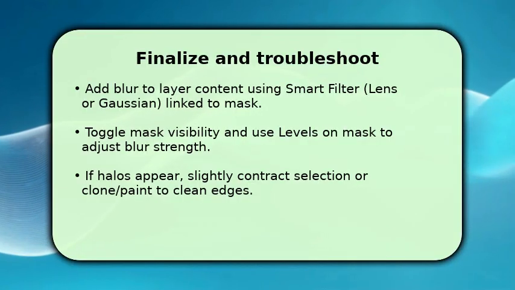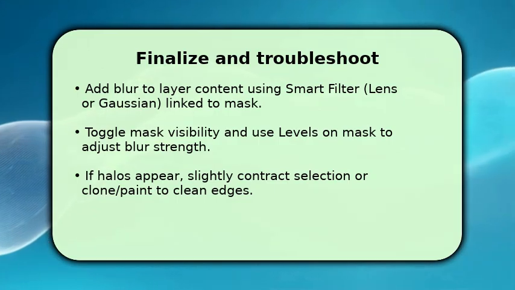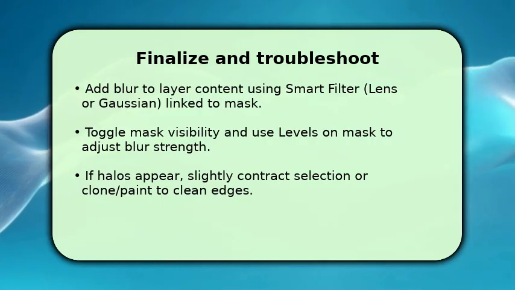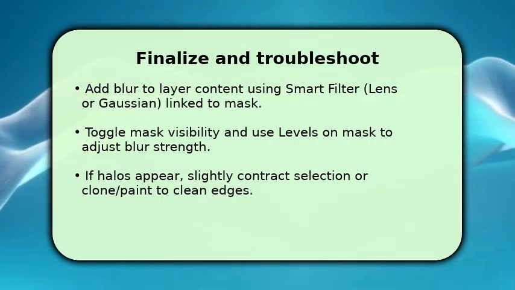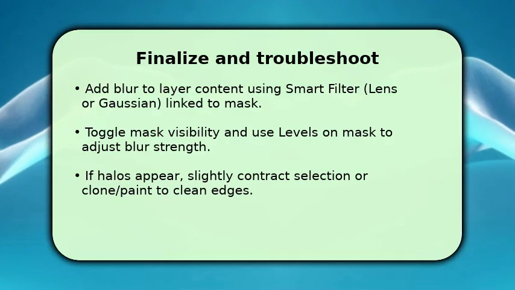Once done, tweak mask contrast with levels to increase or decrease blur intensity. If you see halos, contract the mask a few pixels or carefully clone / paint along the edge to remove artifacting while keeping the transition.